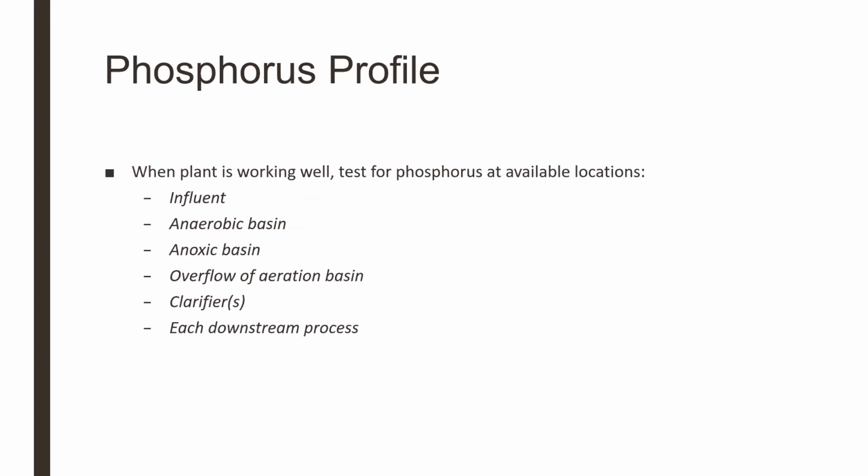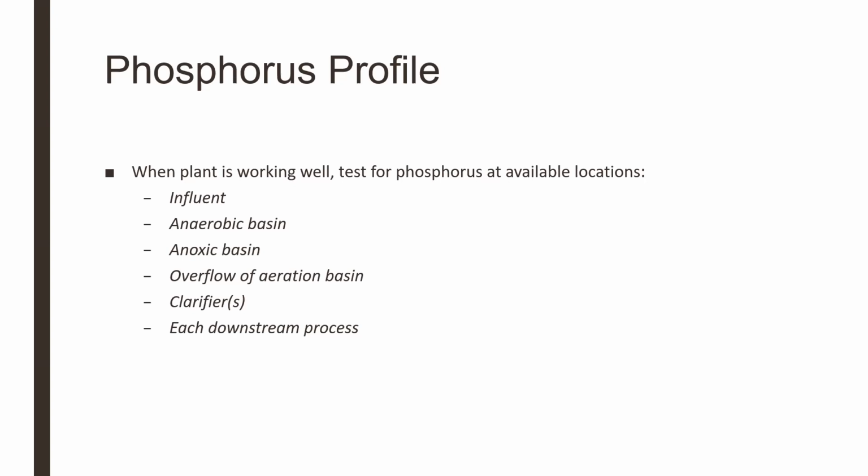So what we're looking at is understanding a phosphorus profile in your plant. When your plant is working well from a biological nutrient removal perspective, test for phosphorus at the available locations, and your plant may not have all of these. So you would look at the influent coming in, the outflow of the anaerobic basin, the outflow of the anoxic basin, the overflow of the aeration basin, past any clarifiers you may have, and then at each downstream process further.